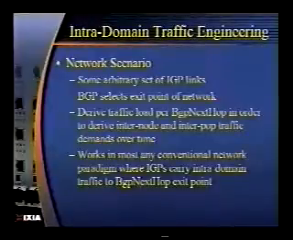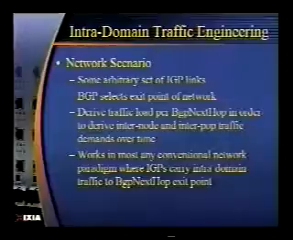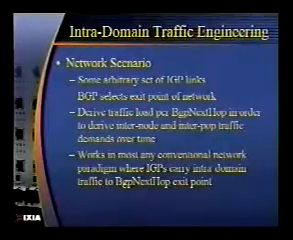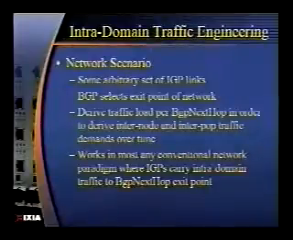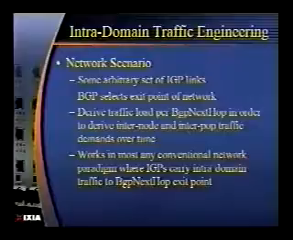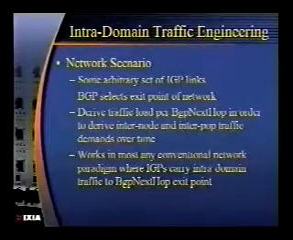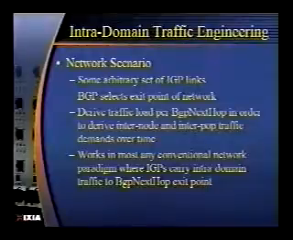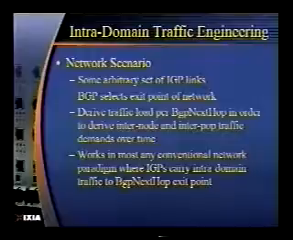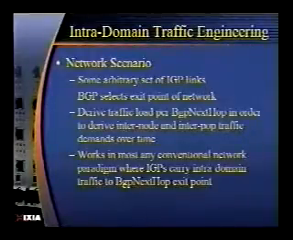So the network scenario for this, some arbitrary set of IGP links, BGP selects the exit point for your network. It works in any conventional network paradigm where IGPs carry intra-domain traffic to the BGP NextHop exit point. If your network is not designed like this, this will not work so well because it's based on the notion of deriving load per BGP NextHop from a given source. So most networks I've seen run like this. There are some that do not. For those that do not, you have that MPLS.